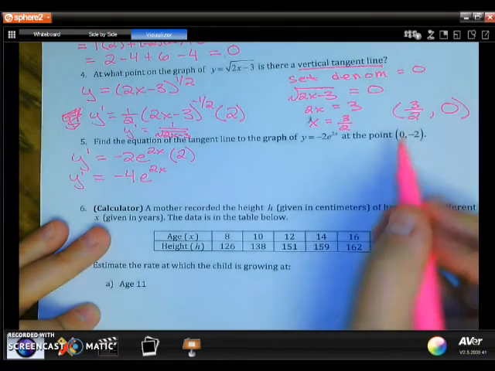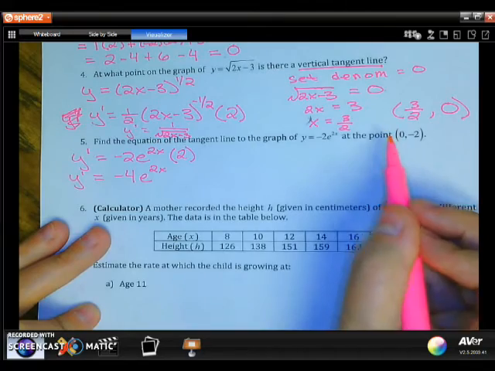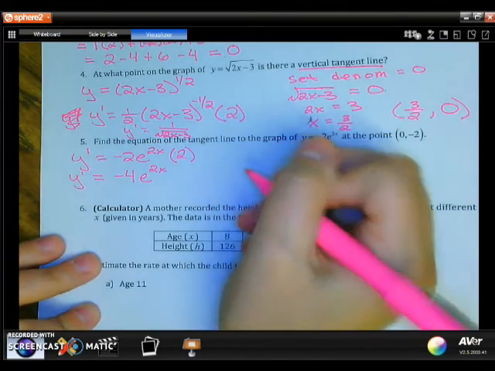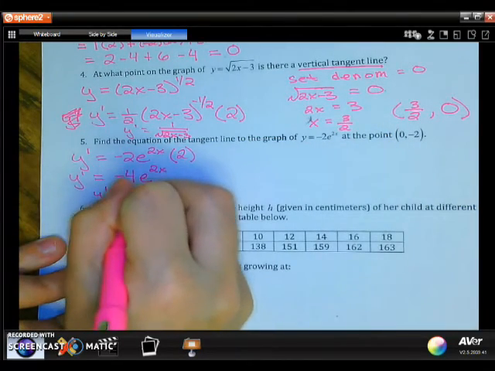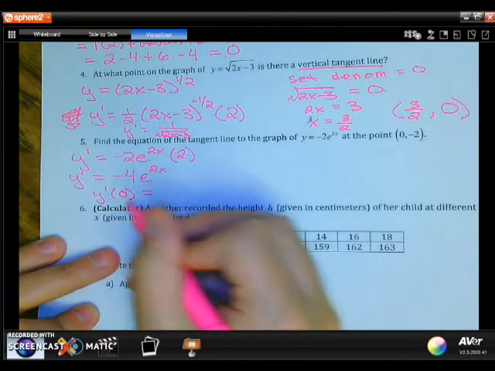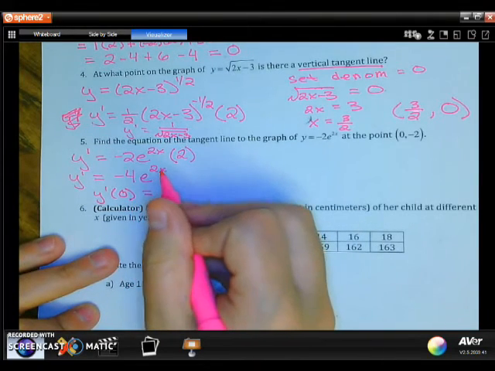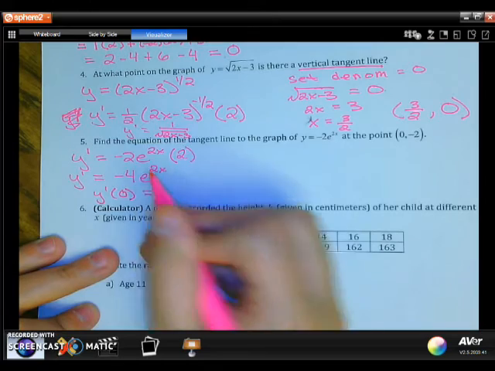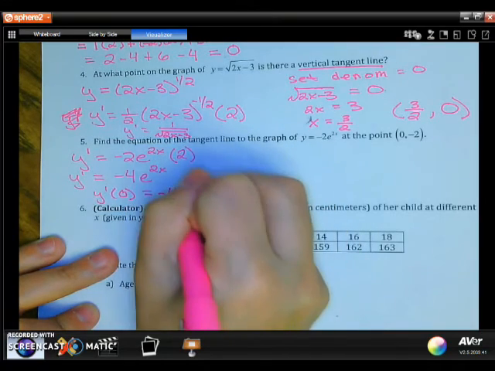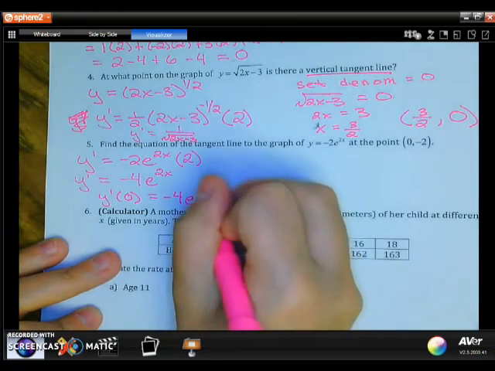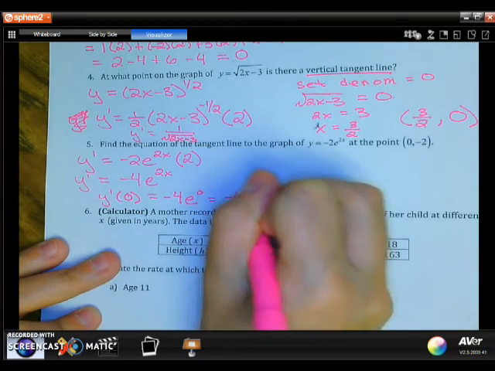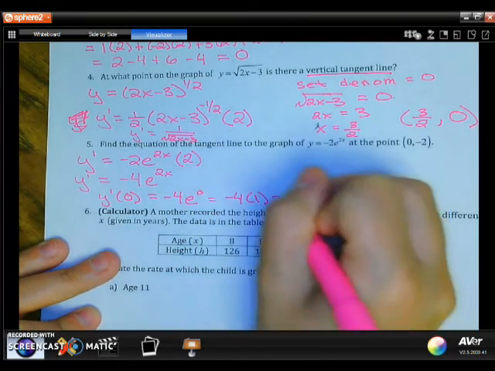Now we're going to evaluate that y prime at x equals 0, because that's what was given. So to denote that, you'd say y prime of 0. So if I plug in 0 for x, 0 times 2 is 0. So we are saying this is e to the 0. And hopefully you remember that anything raised to the 0 is 1. So there you just get a -4 for the slope.